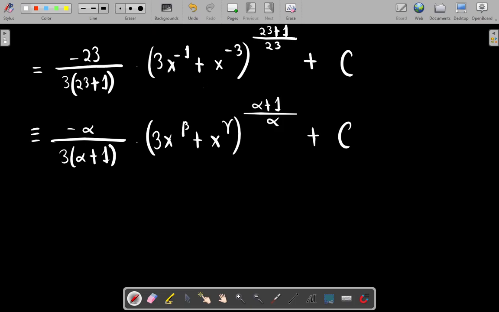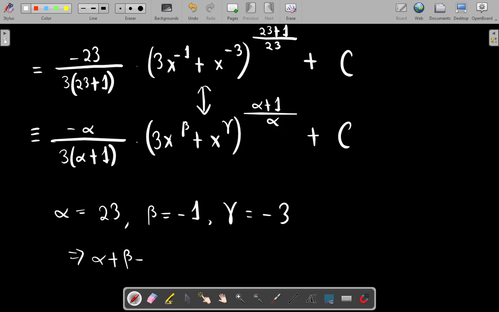So if we compare these two, clearly we have alpha equal to 23, beta equal to -1, and gamma equal to -3, right? So the value of alpha plus beta plus gamma is just 23 minus 1 minus 3. So this is 23 minus 4. So this is 19. Okay. So I believe this is the required final answer.